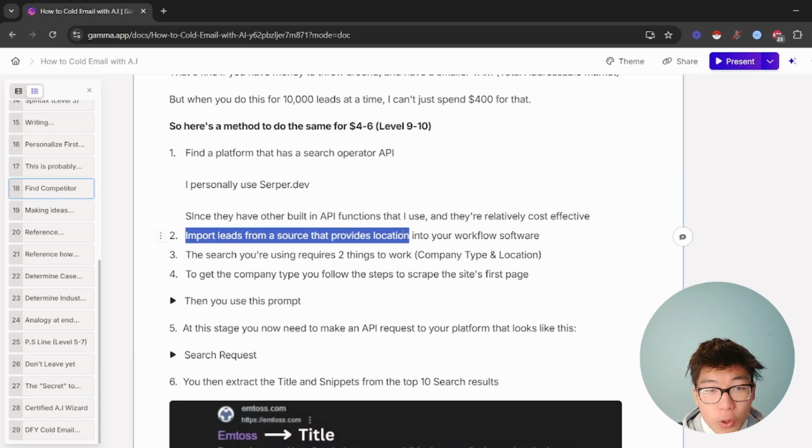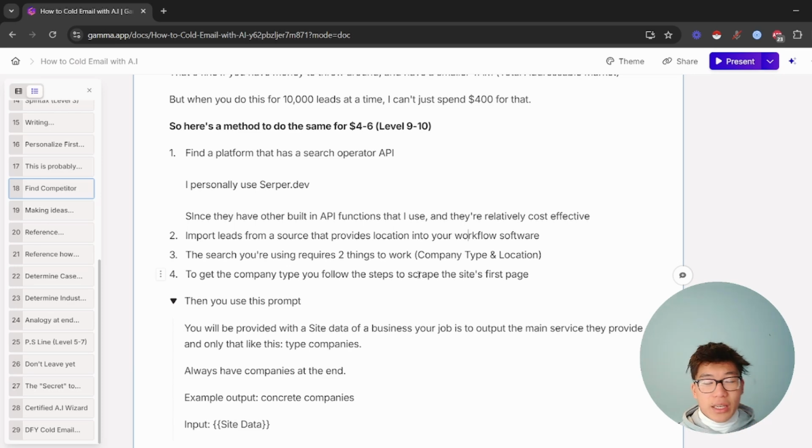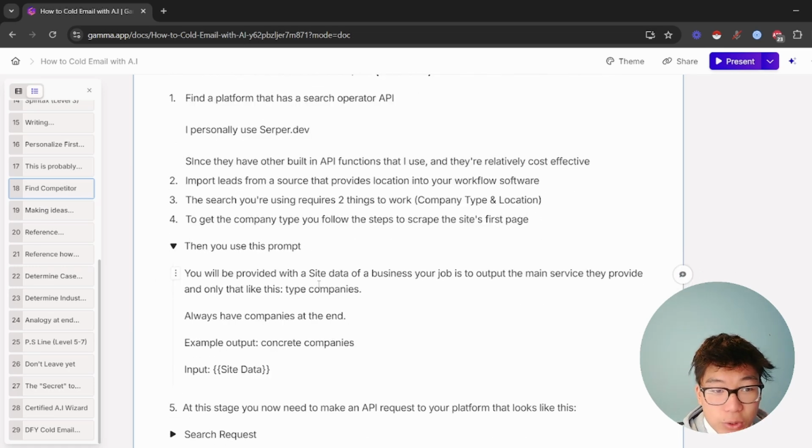You import the leads from a source that provides location into your workflow. So this means that if you import leads from, let's say, Apollo, you should have their site, of course, and then you're also going to need their company type and their location. I'll explain in a second. To get the company type, you follow the steps to scrape the site's first page. That is very important because you literally use it for everything. Then you use this prompt.